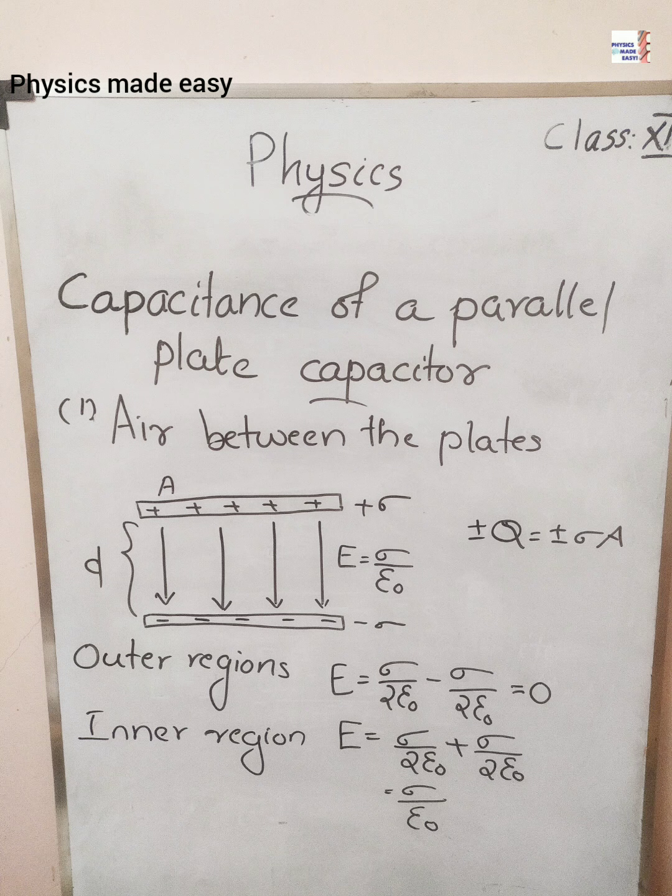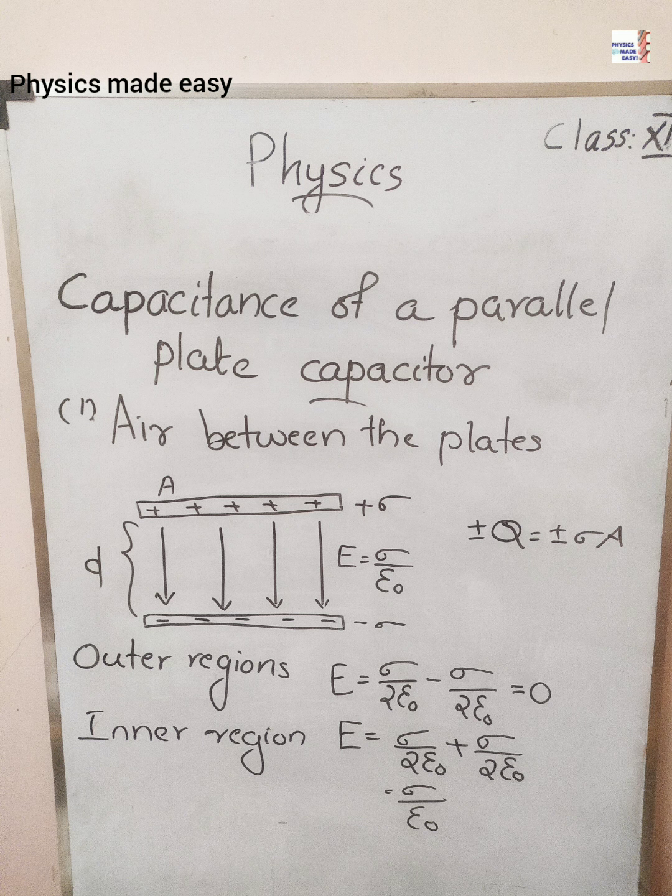Let us think about the electric field first. You know for a plane sheet of charge, the electric field is sigma by 2 epsilon 0. So here we can see in the outer regions, just above the upper plate, plus sigma is the surface charge density, sigma by 2 epsilon 0, and below the lower plate also sigma by 2 epsilon 0. These two get cancelled: sigma by 2 epsilon 0 minus sigma by 2 epsilon 0. Then the net electric field in the outer region we can take as 0, equal in magnitude but the sign is different, that's why they get cancelled.